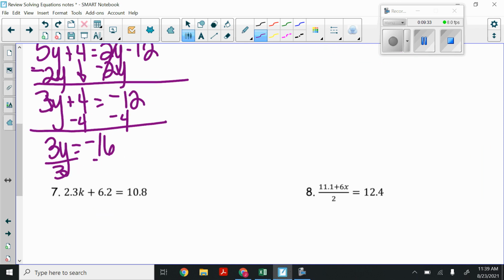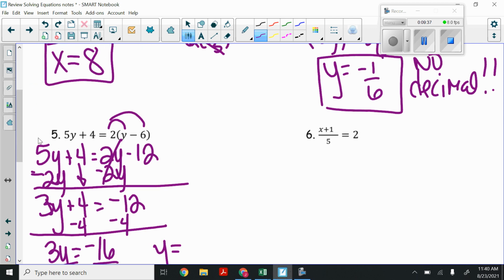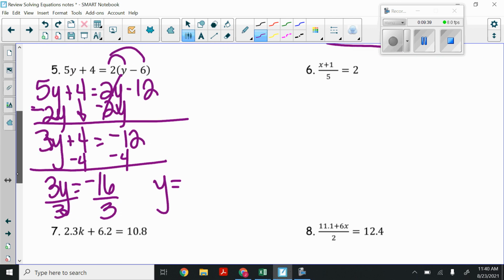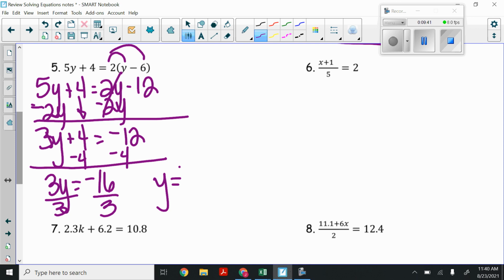Divide everything by 3. It's not going to give me a whole number, so I look up here. I had all whole numbers, so that means I get to pick how I'm going to put my answer. So I'm going to put it as negative 16/3 because I prefer fractions. You could have changed it to a mixed number, which would have been negative 5 1/3, or put it as a decimal, negative 5.33 repeating.